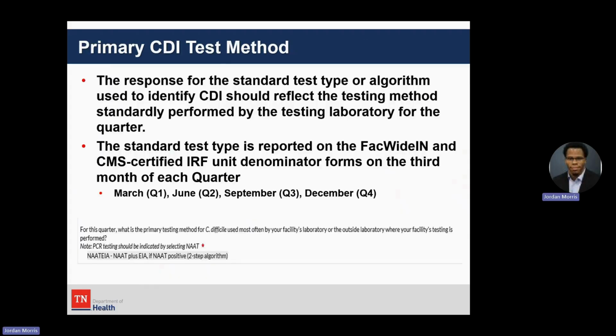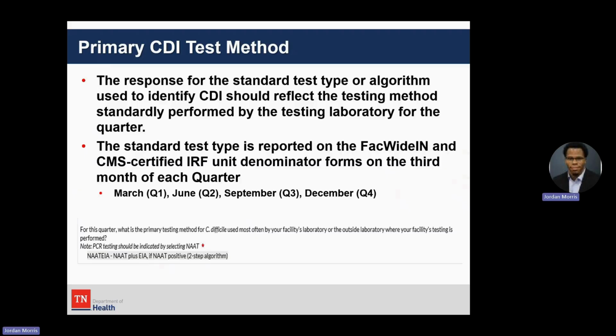The FACWIDEIN denominator summary field for CDI test type has been modified to request the standard CDI test method. The response for the standard test type or algorithm used to identify CDI should reflect the testing method standardly performed by the testing laboratory for the quarter. The standard test type is reported on the FACWIDEIN and CMS certified IRF unit denominator forms on the third month of each quarter: March, June, September, and December.